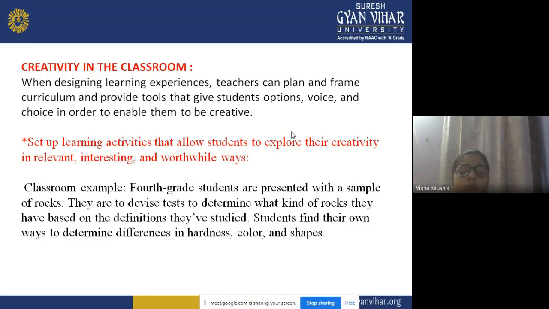They will try to find out that these are the rocks on the basis of their previous knowledge. Students find their own ways, they will apply their own approaches, their own strategies to get the answers, what type of rocks they have. Students find their own ways to determine differences on the basis of hardness, color, and shapes.